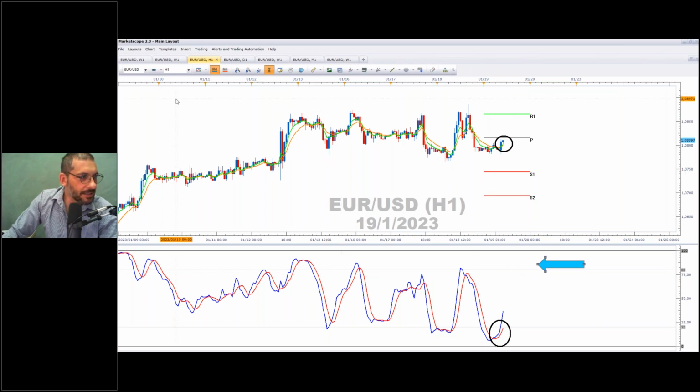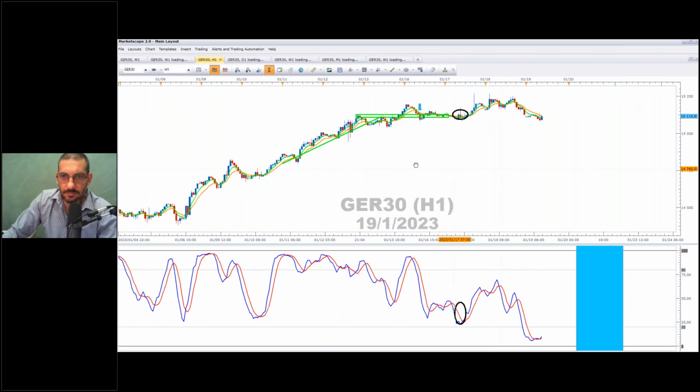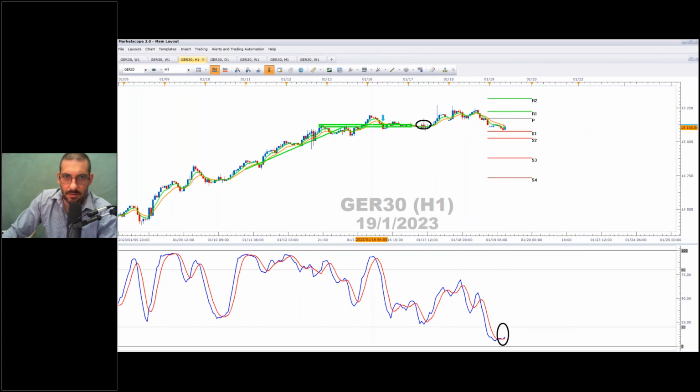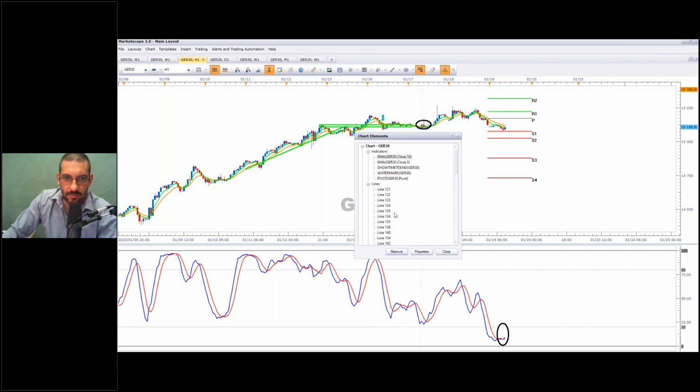All right, let's take a look at DAX, and then we'll take a look at oil. Okay, DAX crossing up. Let's get rid of all these lines here. I think they're confusing. Sorry, I pressed the wrong button. Let's get rid of all of these.